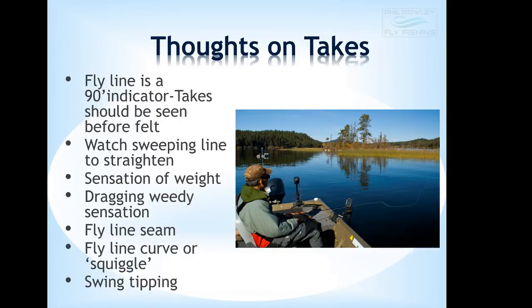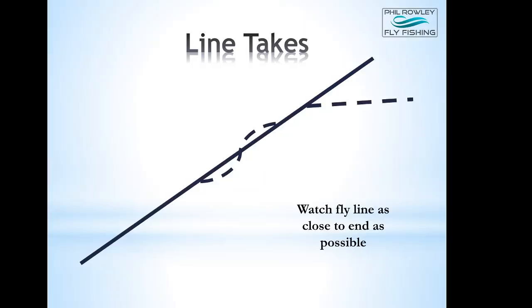Again, floating lines are the strike indicator. Some of the takes feel like a dragging sensation. The one that I really watch are these line takes. So sometimes you'll see the fly line, the tip section, just pull this way or this way. You won't even feel it. All of a sudden the tip just goes, right? That's a fish that's moved it.